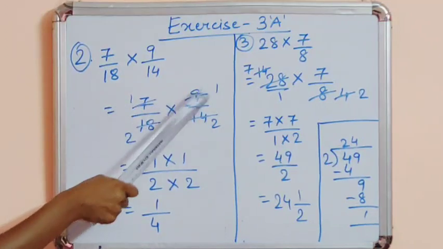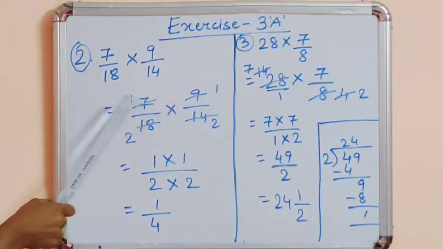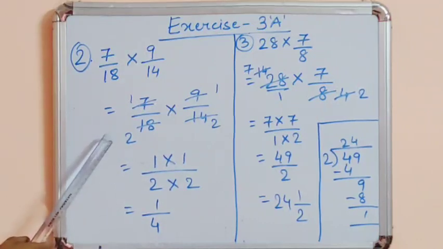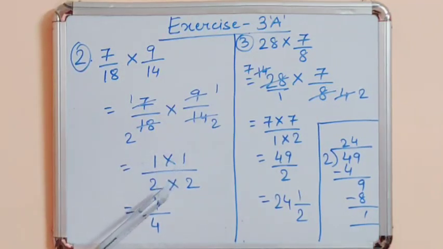So look at the numerator. What we are left with. We are left with 1 and 1. So 1 into 1 divided by, in the denominator, 2 into 2. So 1 ones are 1 divided by 2 twos are 4. So our fraction is 1 by 4.